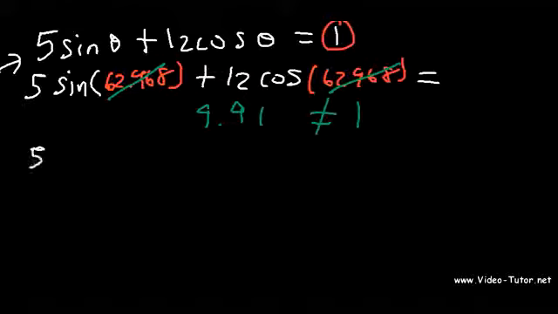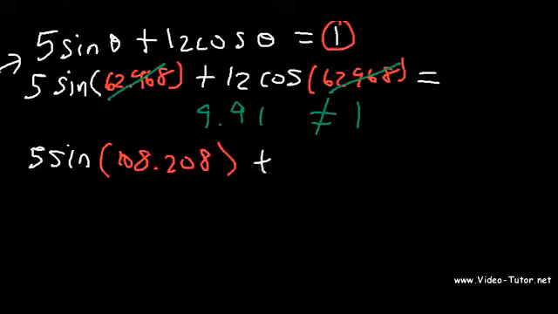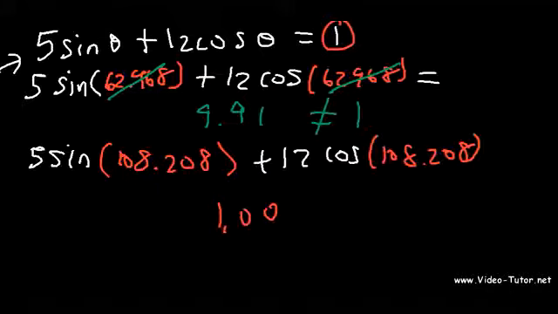Now, if I plug in the other answer, 5 sine 108.208 plus 12 cosine 108.208. Now the answer that I get is 1.00003, which is equal to 1.